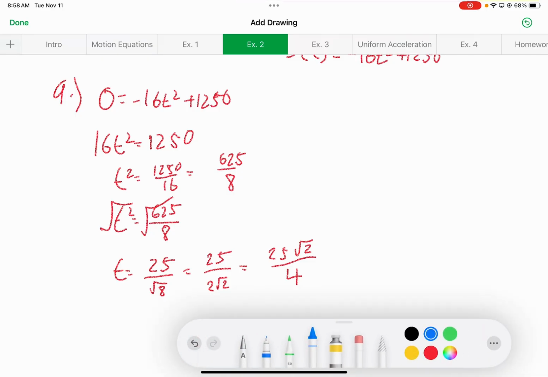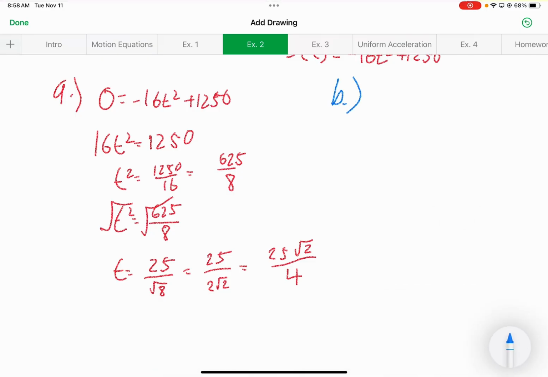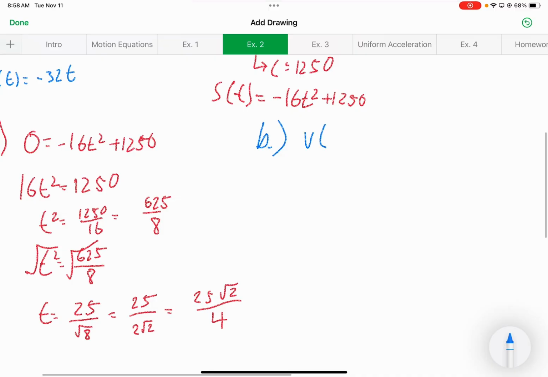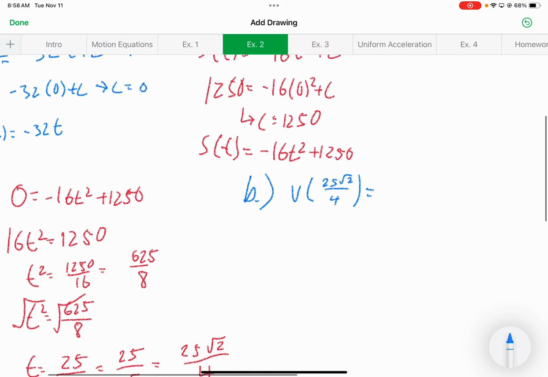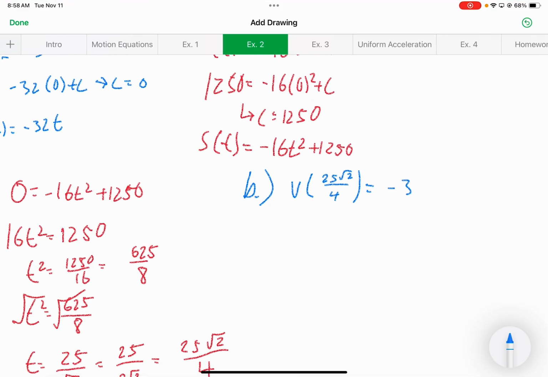Part B, we want to find the speed when that happens. So you said plug it into my velocity function, right? Yeah. So I need to do v of 25 square root of 2 over 4. My velocity function was, again, negative 32t, so I'm just going to do negative 32 times that value.